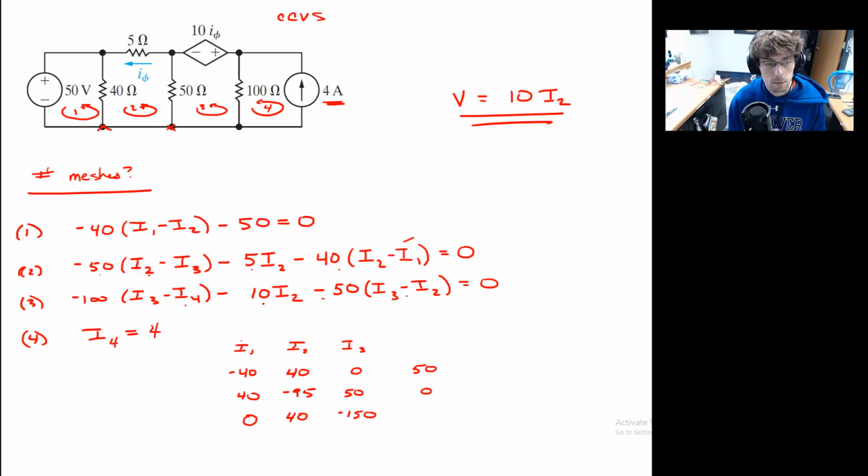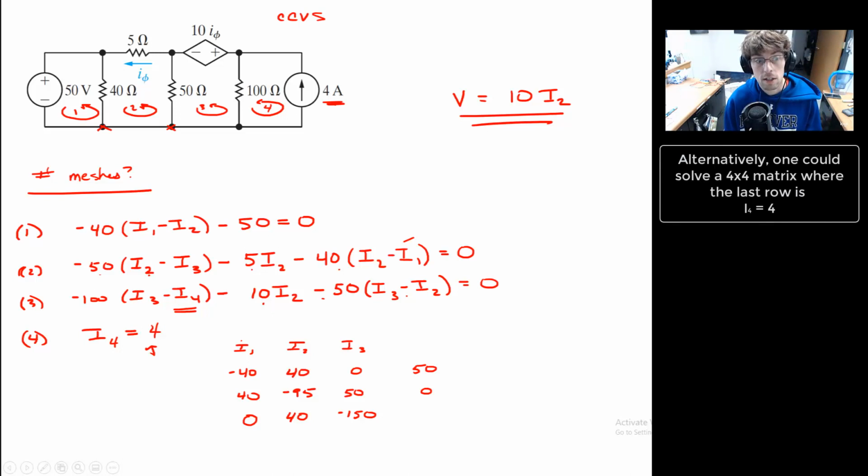On the other side, we have I4, which we know to be 4 amps. So this is 100 times 4, so that's 400. And then we move it to the other side of the equation for standard form. So we should get something like negative 400 here. There is my augmented matrix for the problem.